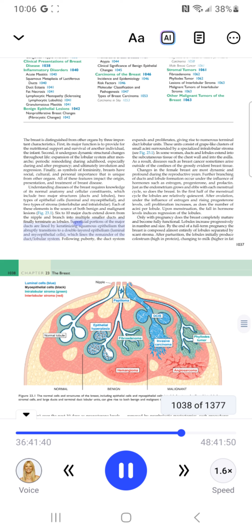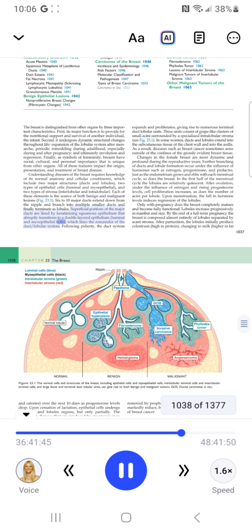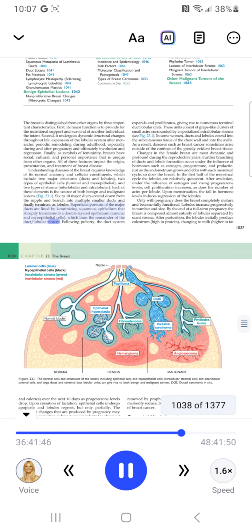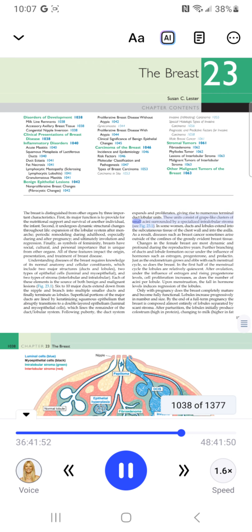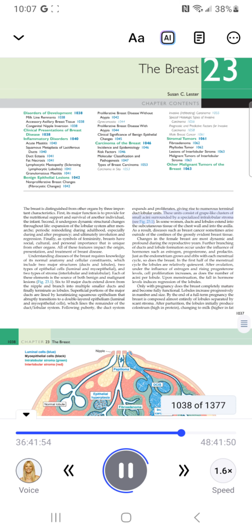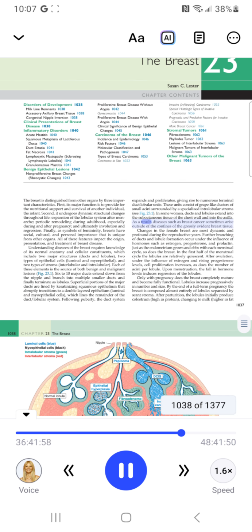Superficial portions of the major ducts are lined by keratinizing squamous epithelium that abruptly transitions to a double-layered epithelium, luminal and myoepithelial cells, which lines the remainder of the duct-lobular system. Following puberty, the duct system expands and proliferates, giving rise to numerous terminal duct-lobular units. These units consist of grape-like clusters of small acini surrounded by a specialized intralobular stroma, see Figure 23.1. In some women, ducts and lobules extend into the subcutaneous tissue of the chest wall and into the axilla. As a result, diseases such as breast cancer sometimes arise outside of the confines of the grossly evident breast tissue.